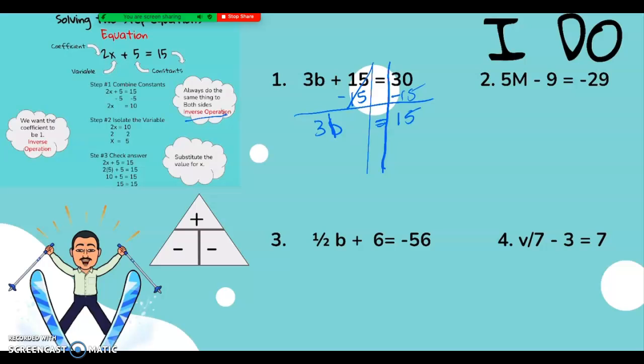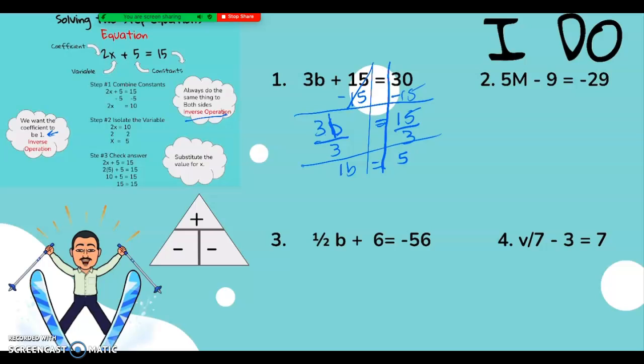And remember that I do want a 1 for my coefficient, which right now I have a 3. And it's 3 times b is equal to 15. Inverse operation of multiplication is division. And I'm going to divide by 3, so that way I have 1 left on the left side, which is 1b. And on the right side, 15 divided by 3 is 5. So my answer would be 5. Okay.